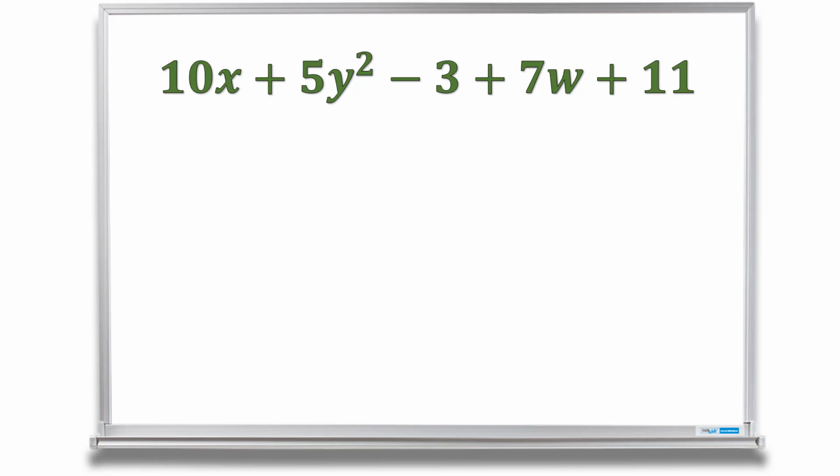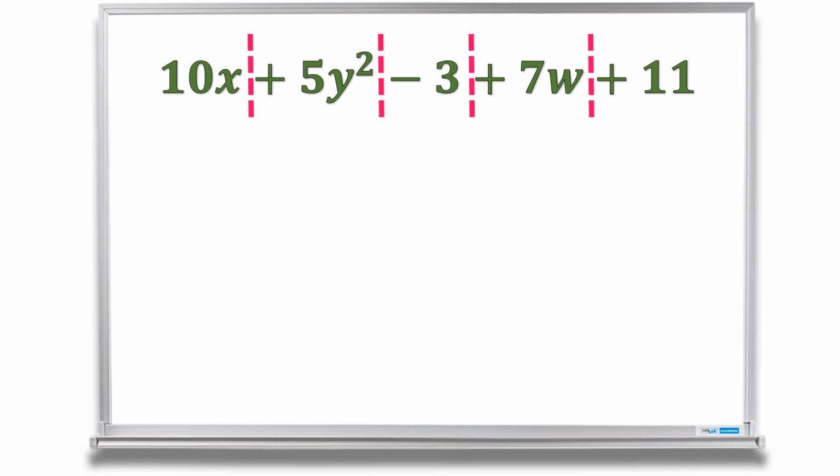If you said 5, you'd be correct. Remember, terms are separated by addition and subtraction. Imagine this expression on a slip of paper. I could take a pair of scissors and snip before each addition and subtraction symbol. Afterwards, the number of slips of paper would be the same as the number of terms.